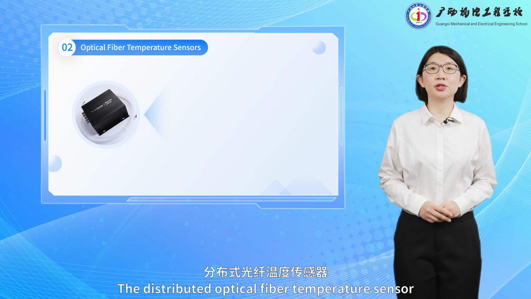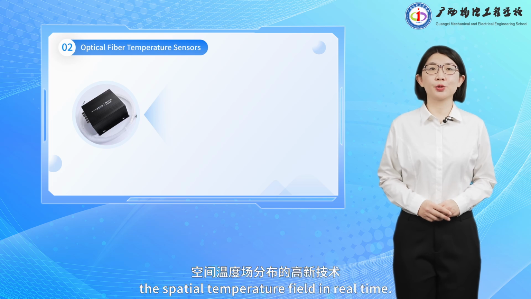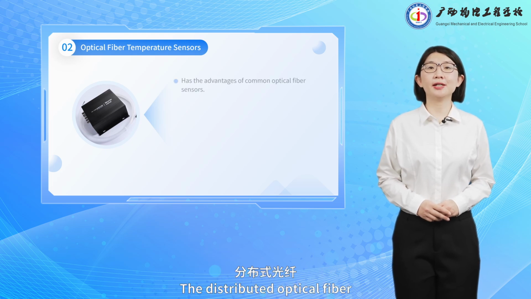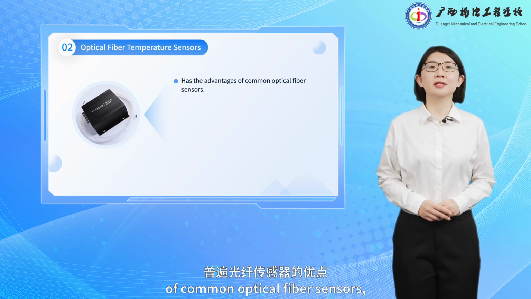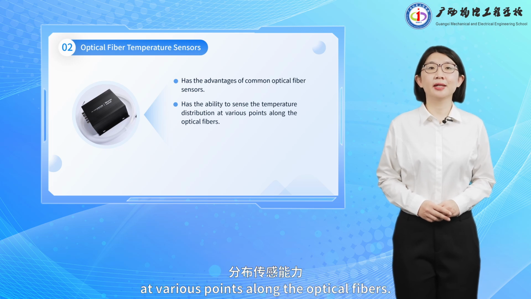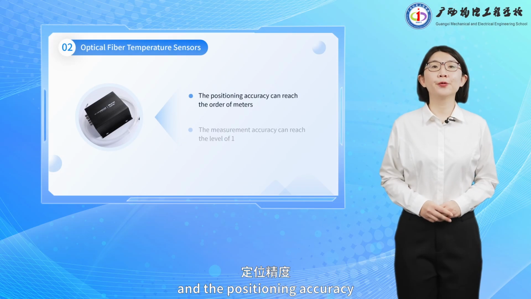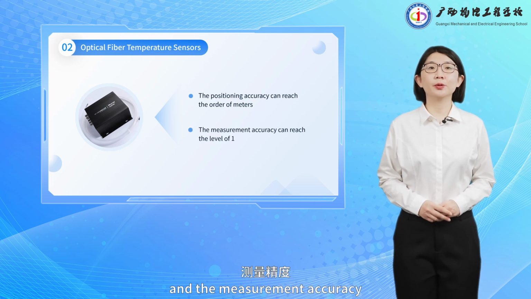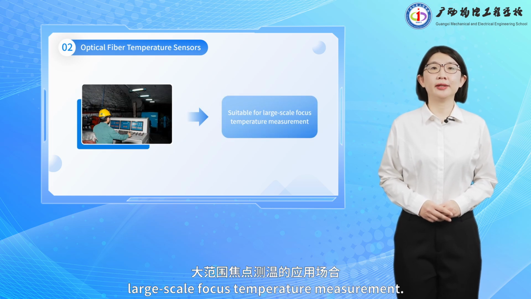The distributed optical fiber temperature sensor is a recent advancement in high technology, which is used to measure the spatial temperature field in real time. The distributed optical fiber temperature sensing system not only has the advantages of common optical fiber sensors, but also has the ability to sense the temperature distribution at various points along the optical fibers. Using this characteristic, the temperature of each point within several kilometers along the optical fiber can be continuously measured in real time, and the positioning accuracy can reach the order of meters, and the measurement accuracy can reach the level of 1, which is very suitable for large-scale focused temperature measurement.